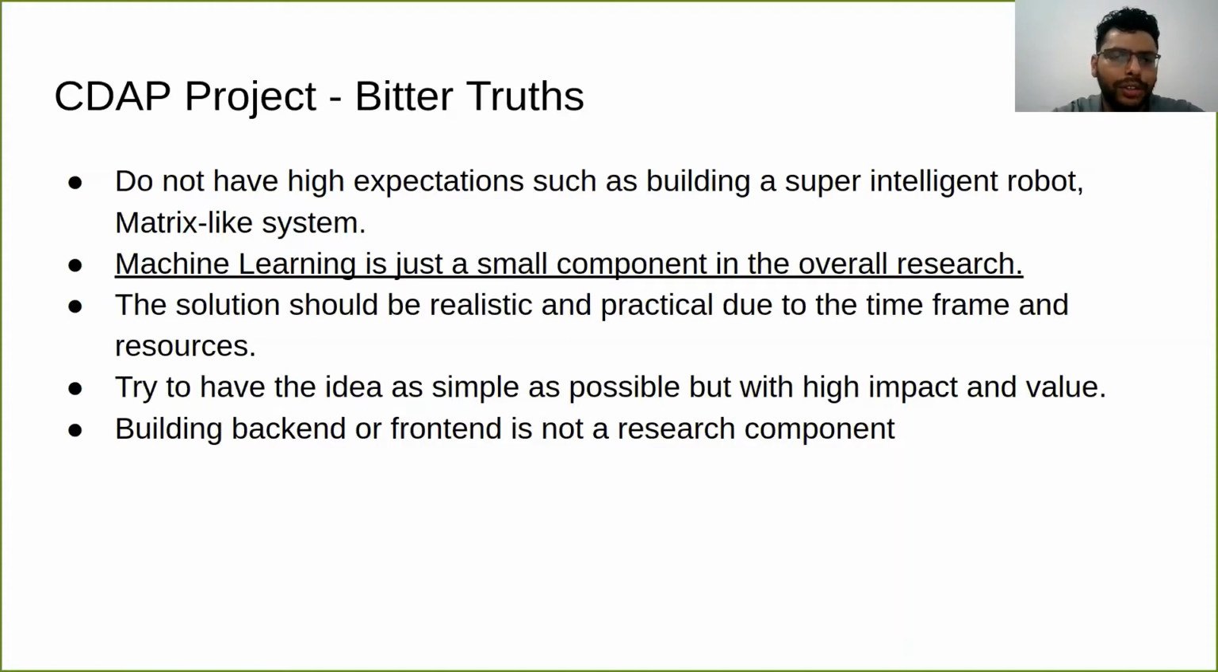by everyone. So the first thing is, do not have very high expectations that you will be building a super intelligent robot or a very complicated AI system like the Matrix. Since machine learning is a very trending term, some of you might have thought that we're building a very general AI or a very complex system. That is not going to happen, at least in this CDAP project, because it is not realistic or practical, especially because of the time and the resources.